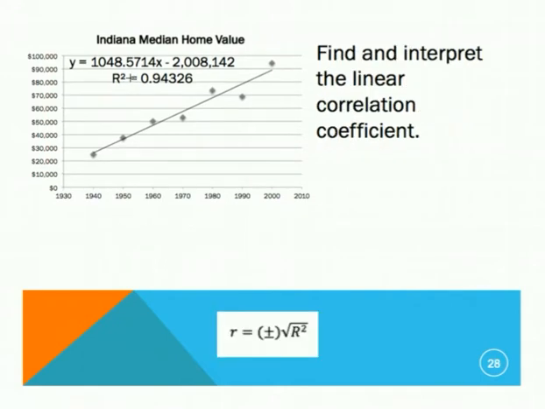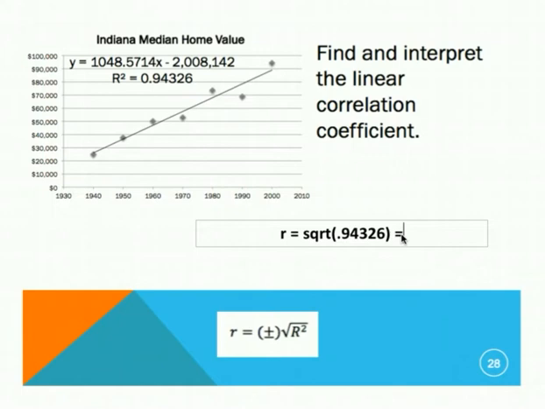All right, this one is the same idea, same setup, but it's asking us to find and interpret the linear correlation coefficient. So you guys do have a formula for this. It's r equals plus or minus the square root of r squared. So in our case, I'm going to have r equals, and mine's going to be positive because we have a positive slope, okay? So all I'm going to do is take the square root of the value that's given, 0.94326. So we're going to go ahead and do that in our calculator and see what we get.